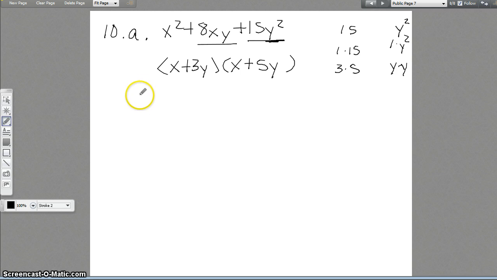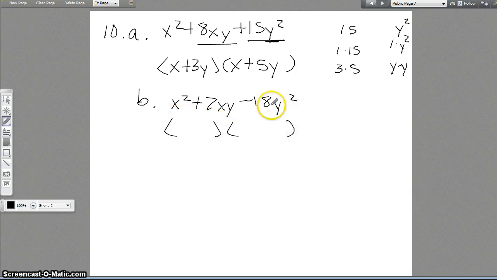Okay, so now we're going to do part B. Part B is x squared plus 7xy minus 18y squared. So again, we're going to write down our pair of parentheses. We need to write out the factors of 18. The factors of 18 are 1 and 18, 2 and 9, 3 and 6. And that's all the factors we have for 18. So we're going to go ahead and start off with our x because we need x times x to give us x squared. Because our middle term is 7xy, we know that we have something y here.